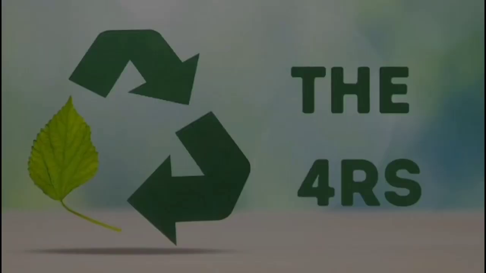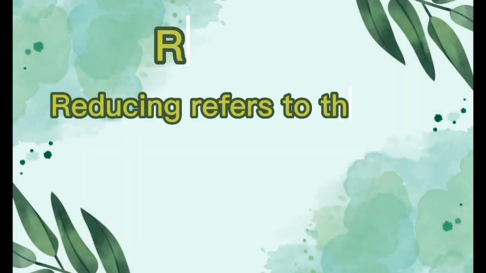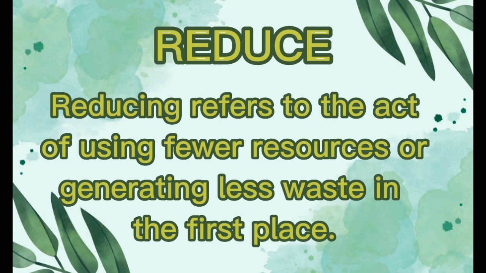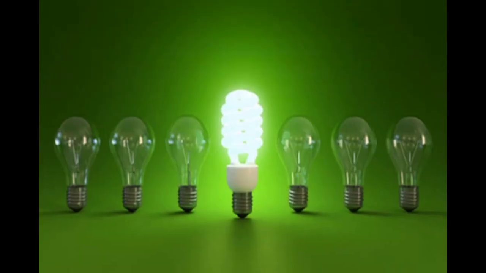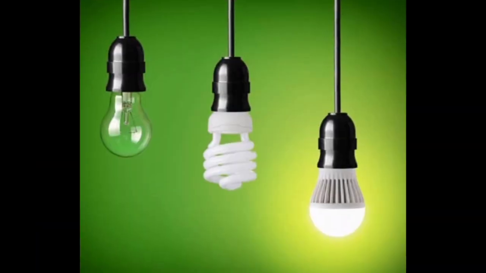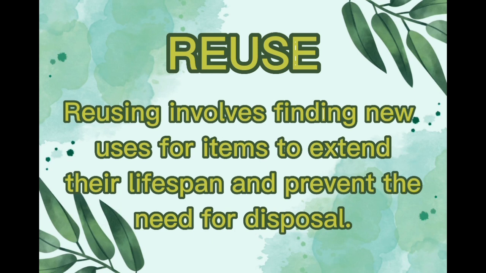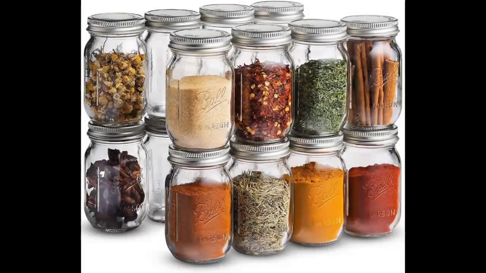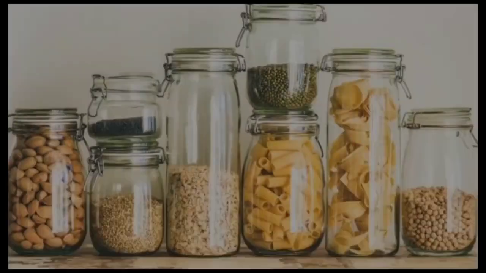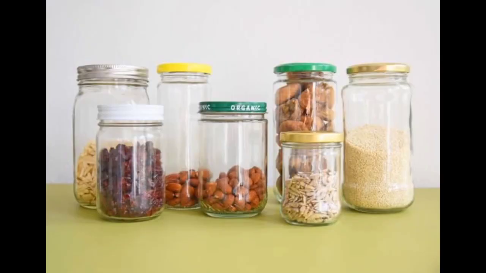Reduce. Reducing refers to the act of using fewer resources or generating less waste in the first place. Examples: using energy efficient appliances and light bulbs to reduce electricity consumption. Reuse. Reuse involves finding new uses of items to extend their lifespan and prevent the need for disposal. Example: using glass jars from food products as storage containers for spices or leftovers.